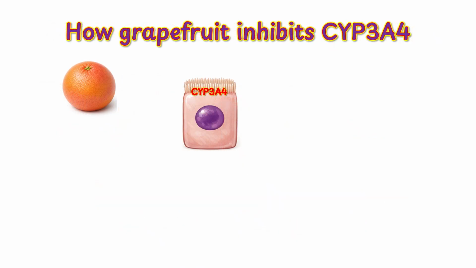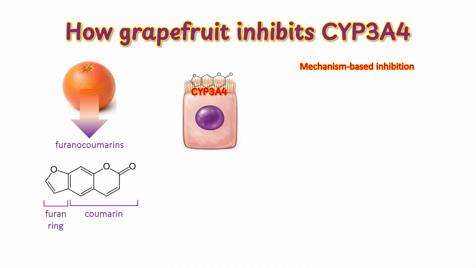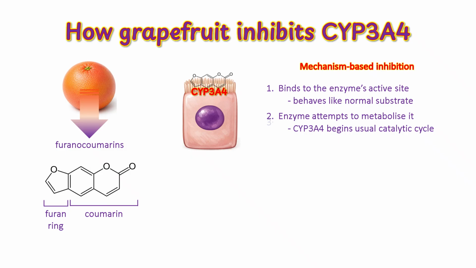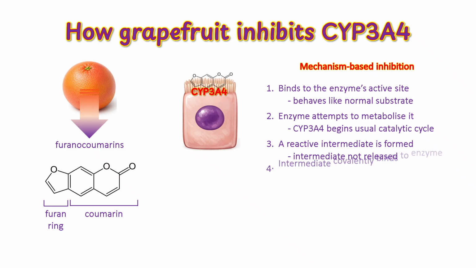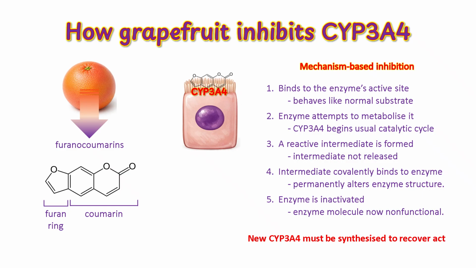The grapefruit drug interaction is mediated by compounds known as furanocoumarins, found naturally in grapefruit juice. These are a group of molecules containing a furan ring and a coumarin group. Furanocoumarins bind irreversibly to CYP3A4 within the intestinal enterocytes. They act as mechanism-based inhibitors of CYP3A4. This means that the inhibitor binds to the active site in the enzyme, which attempts to metabolize it like any other substrate. During this process, a reactive intermediate is formed that covalently binds to the enzyme, permanently inactivating it. As a result, the affected CYP3A4 molecules are irreversibly lost, and enzyme activity can only recover through the synthesis of new enzyme protein.